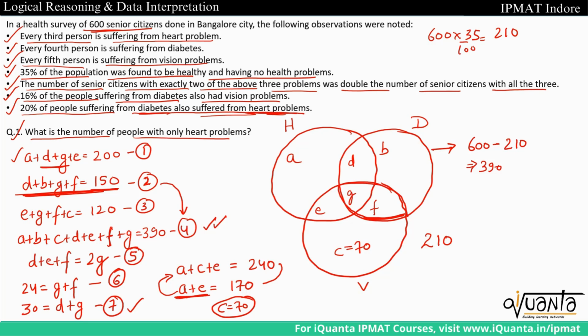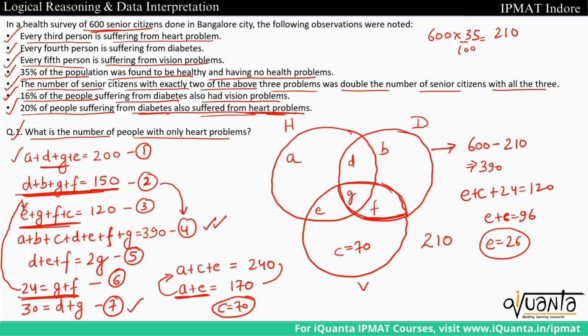Let us find out another equation so that we can find out the value of some other variables. See, if I use equation 3 over here and equation 6 over here, and if I put the value of G plus F into this equation, then I'll be getting E plus C plus G plus F, which is E plus C plus 24, equal to 120. So I'll be getting E plus C equal to 96. Now I know the value of C. If I put C equal to 70, I'll be getting E equal to 26. So let me put E equal to 26 in the diagram.